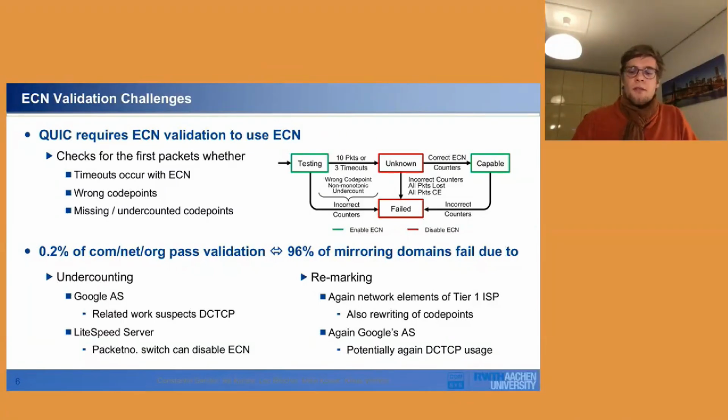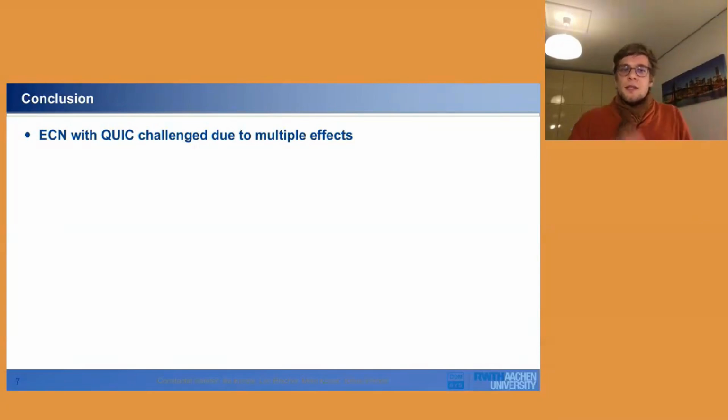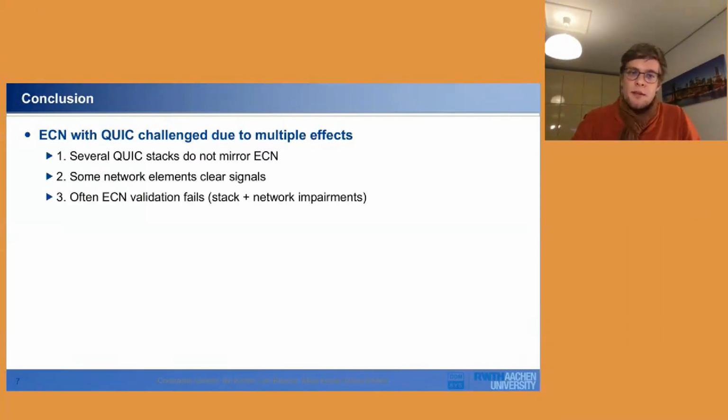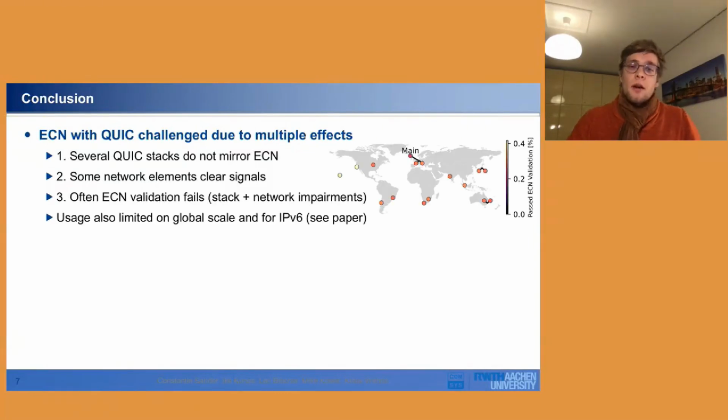Okay, so what does all of this mean altogether? ECN with QUIC is challenged due to multiple effects. We have seen that several QUIC stacks do not mirror ECN. We have seen that some network elements clear signals, and we have seen that often ECN validation fails due to stack and network impairments. However, what we also saw in our paper is that usage is not limited just here in Aachen, but also on a global scale.